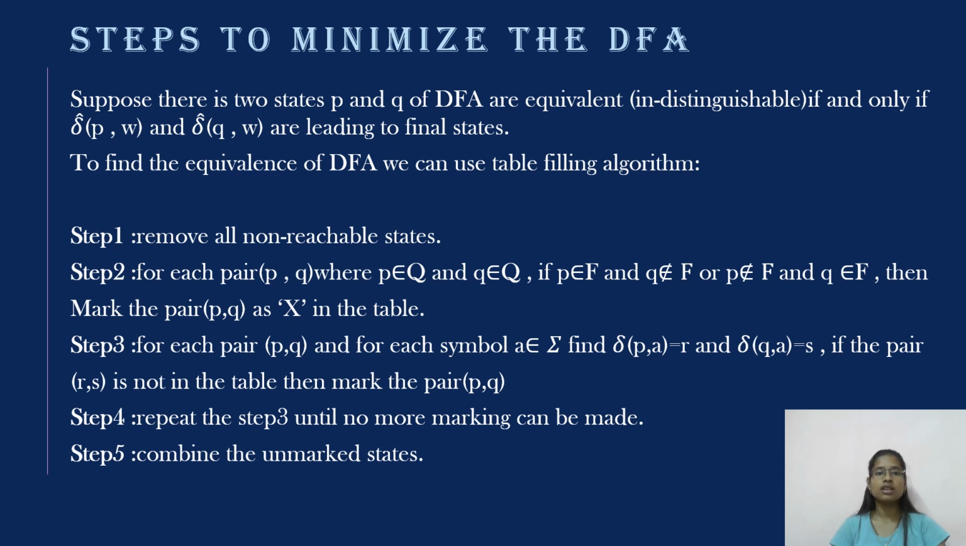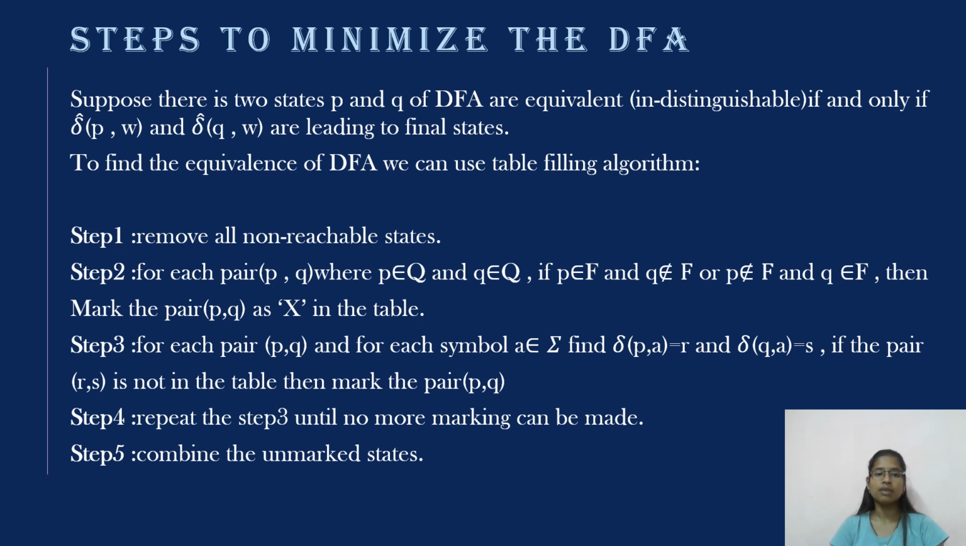Suppose there are two states P and Q, which are equivalent if and only if δ(P, W) and δ(Q, W) lead to final states. Like if P is a final state and Q is a non-final state, which are equivalent, then we can minimize the given DFA. Here we are using the table filling algorithm to minimize the DFA.